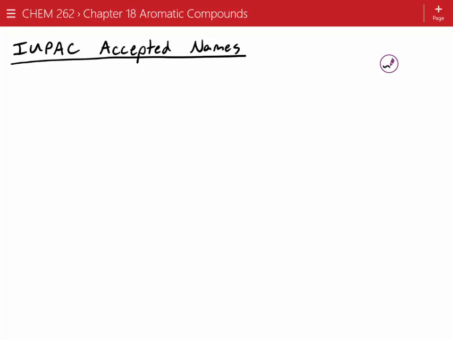IUPAC accepted names. The first one that I already mentioned was methylbenzene, which is referred to as toluene. The next one that we're familiar with is hydroxybenzene. What do we call this one? Phenol. So phenol is the old-fashioned name. Instead of hydroxybenzene, it's very common to hear it just called phenol.